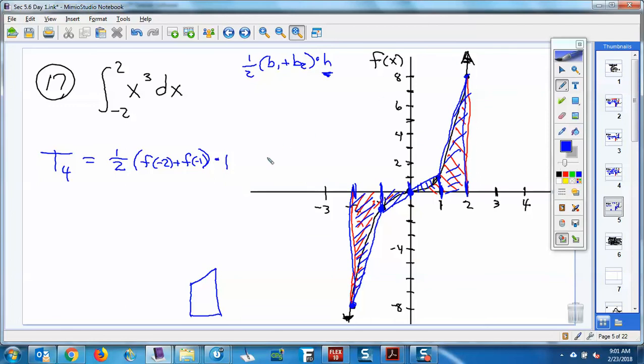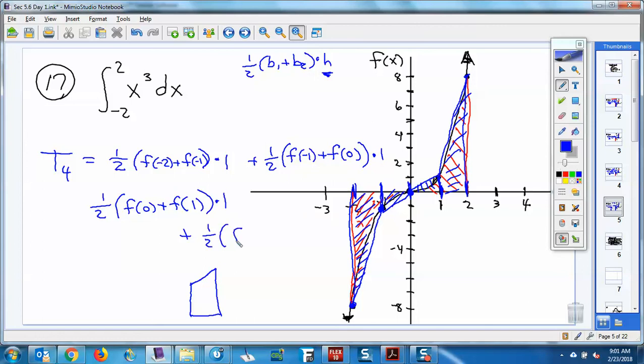That's one trapezoid. Plus, the next trapezoid would be F of -1 plus F of 0. Notice how we used -1 twice. It was the right edge of the first trapezoid. It's the left edge of the second trapezoid. And then times 1. Next trapezoid, 1/2 F of 0 plus F of 1 times 1, plus 1/2 F of 1 plus F of 2 times 1. Notice you use them all twice except the first and last, the ones at the end. That's a pattern that's going to come in handy later on.